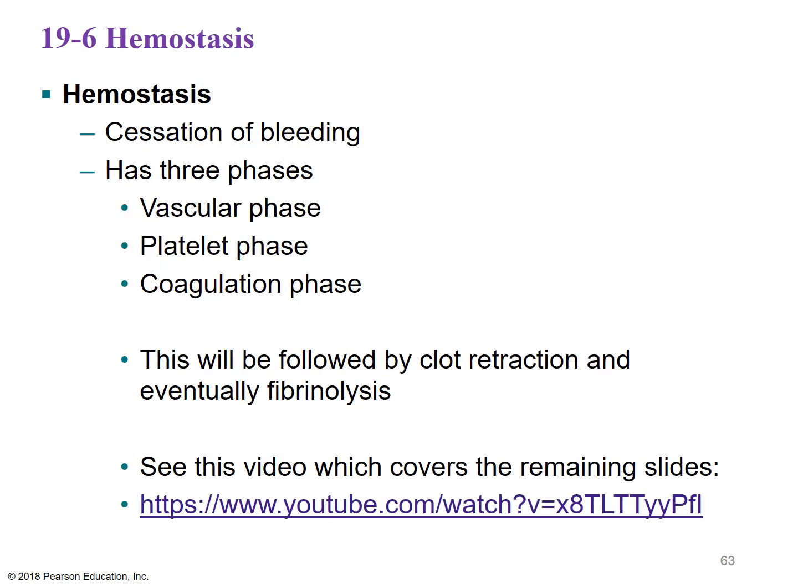Hemostasis is what we call the cessation of bleeding. It has 3 different phases: the vascular phase, the platelet phase, and the coagulation phase. These get followed up by clot retraction and then eventually fibrinolysis, which is just basically breaking down the fibrin meshwork that helped create the clot and then dissolving it so that it does not stay there. So that is the normal physiological process. You create a blood clot and then ultimately you clean up the blood clot.